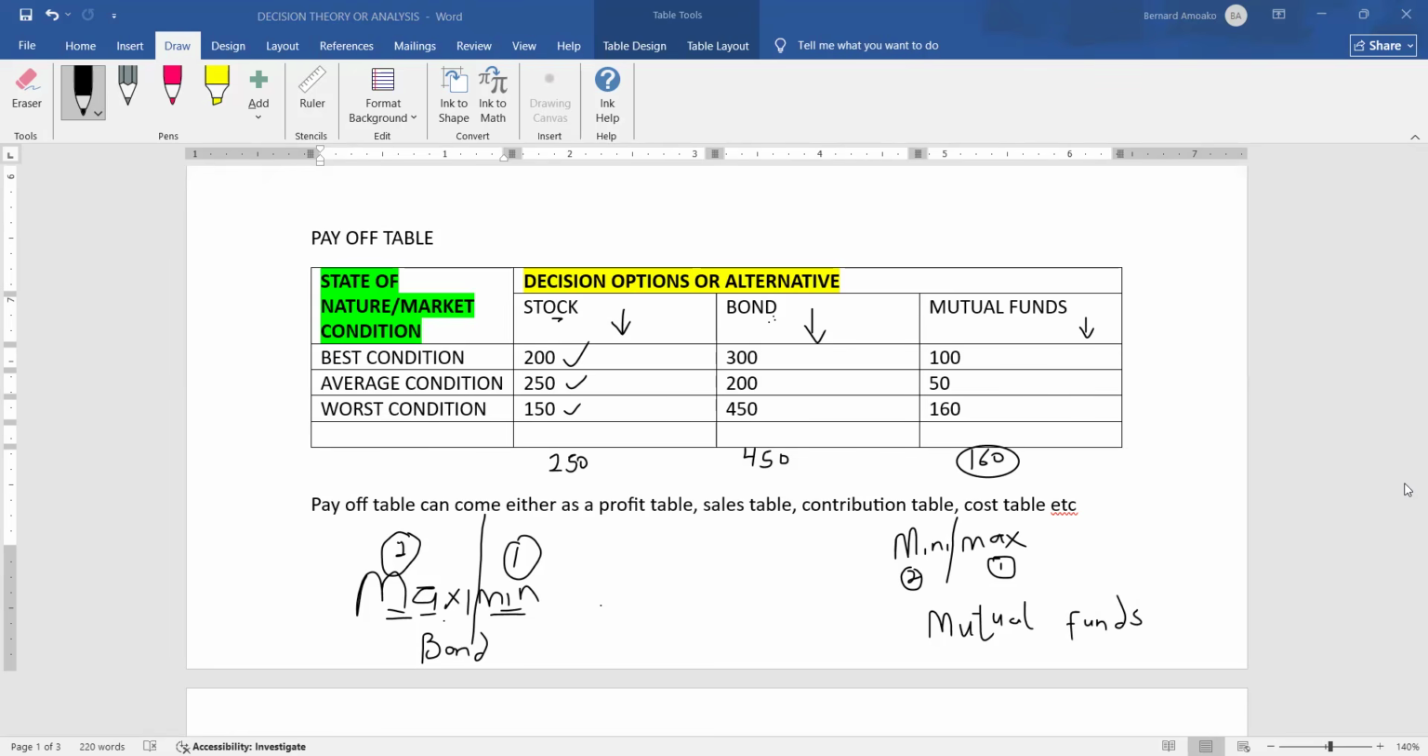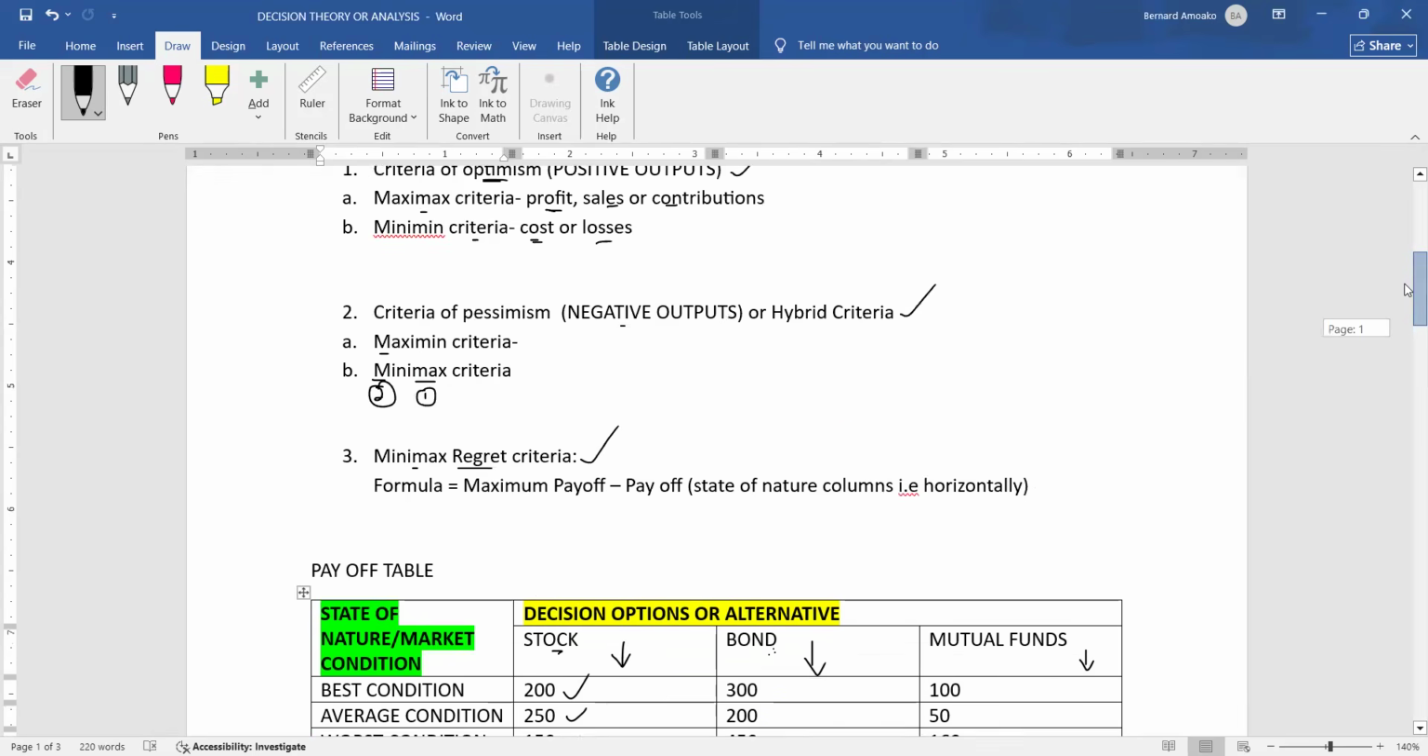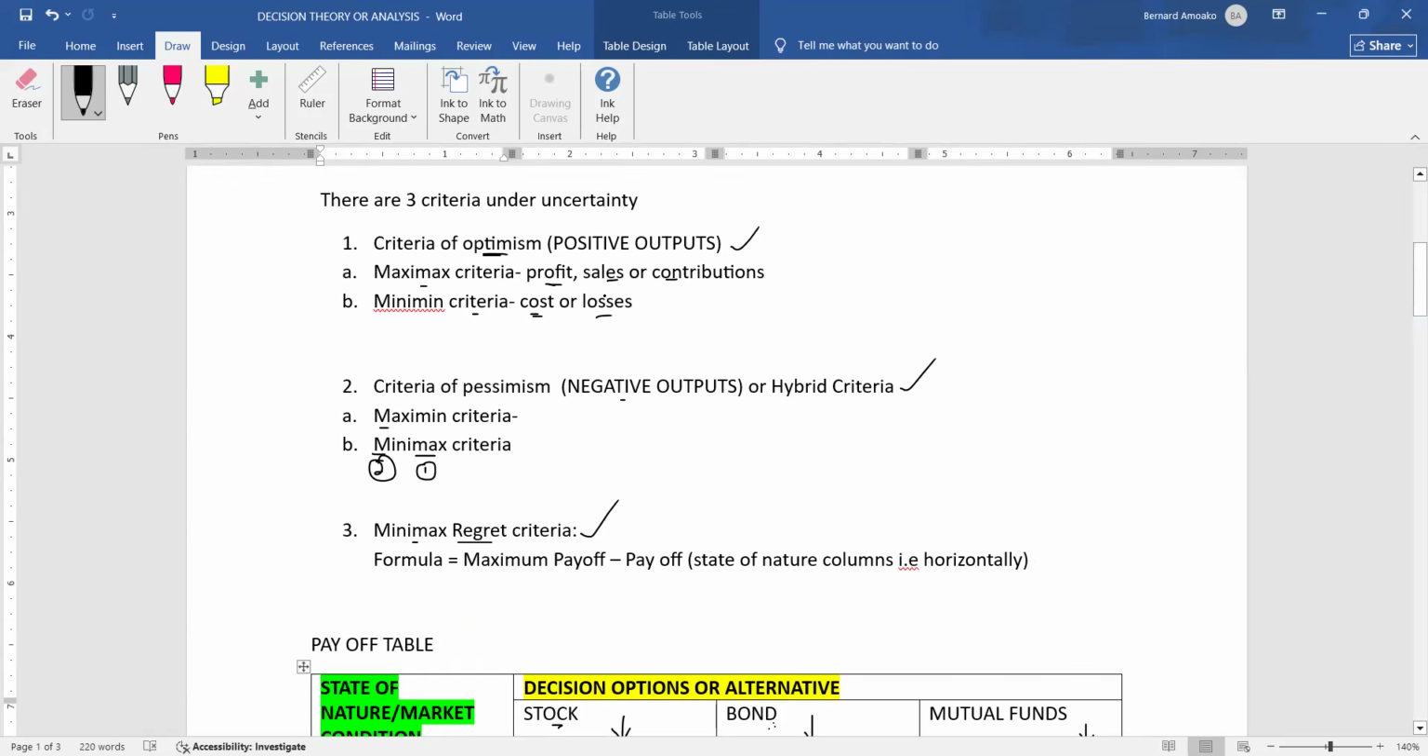If you have a question on determining these two easy ones, then I think I should pick my bag and go home and go and sleep. But if it is clear, then let's look at the next option, which is called the minimax regret criteria.